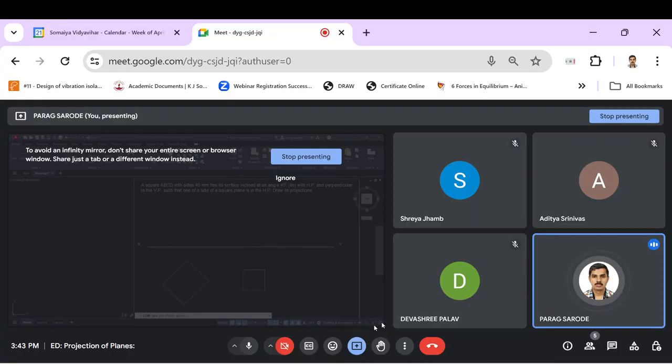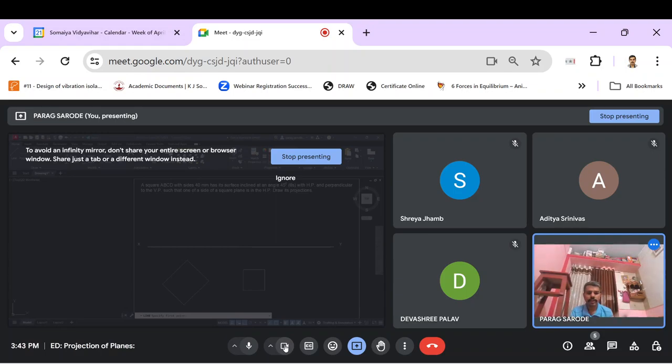You will be able to understand it better if I show it with some example. Okay. Are you able to see this? These are the planes. Let us, this is the square.